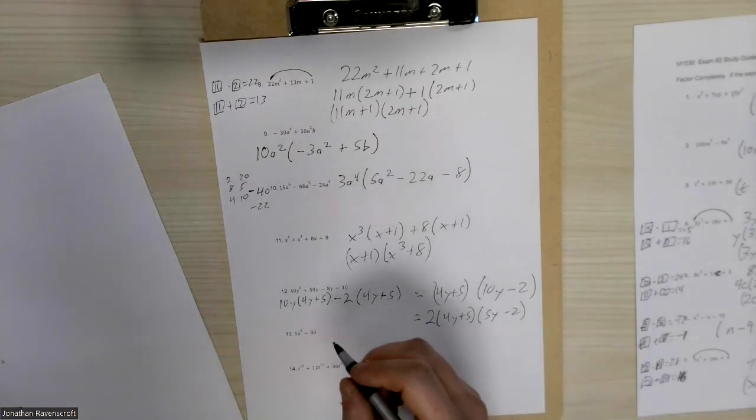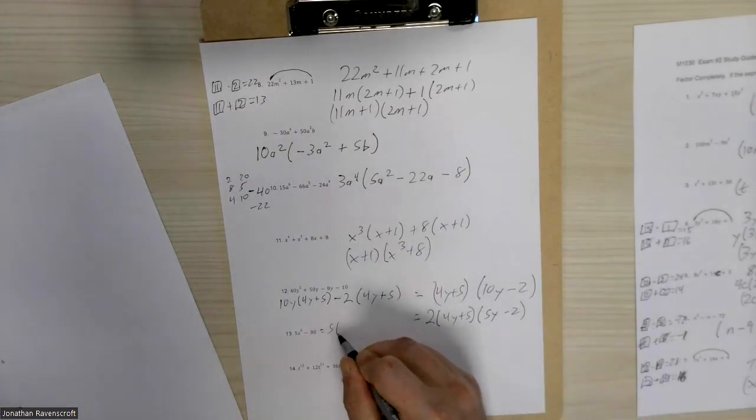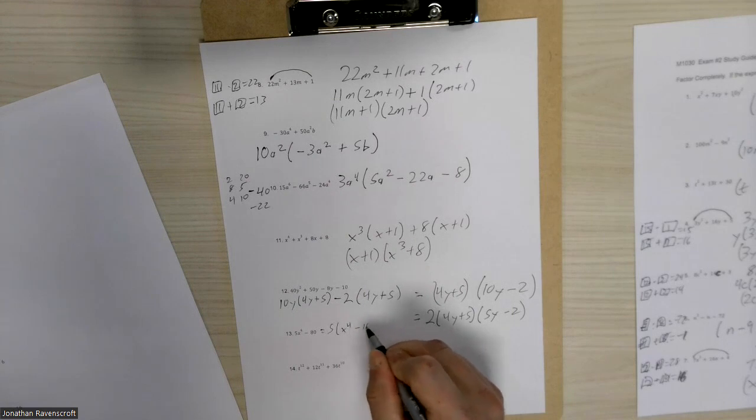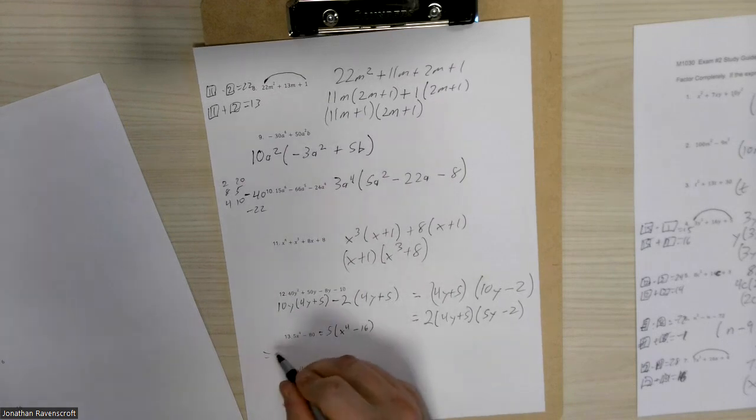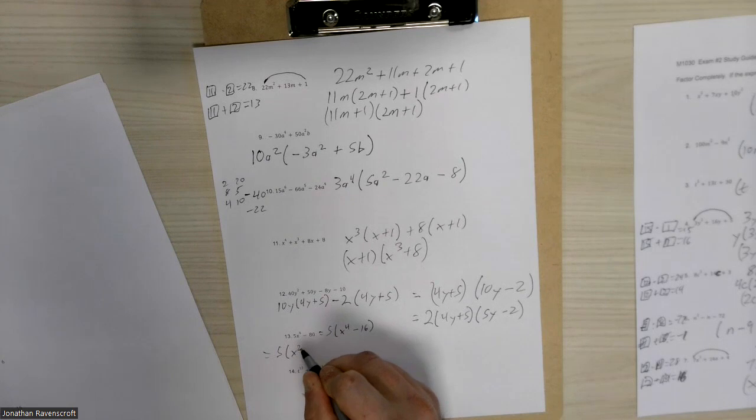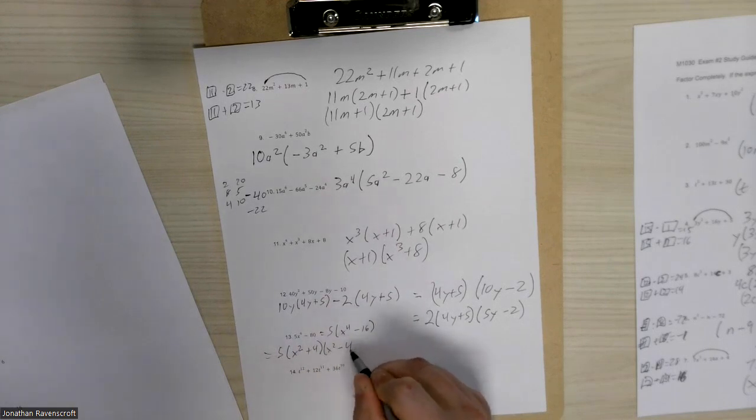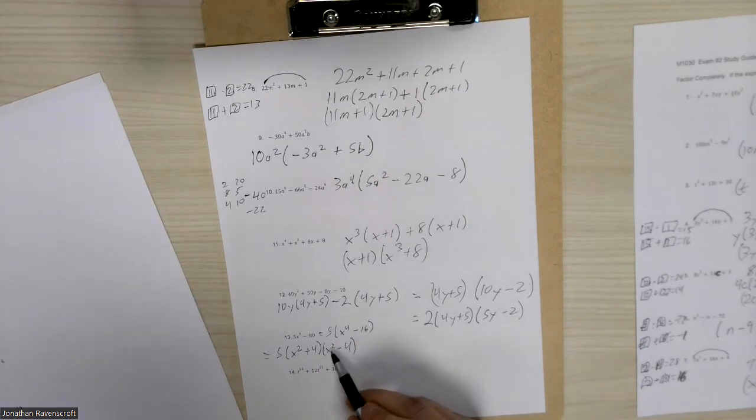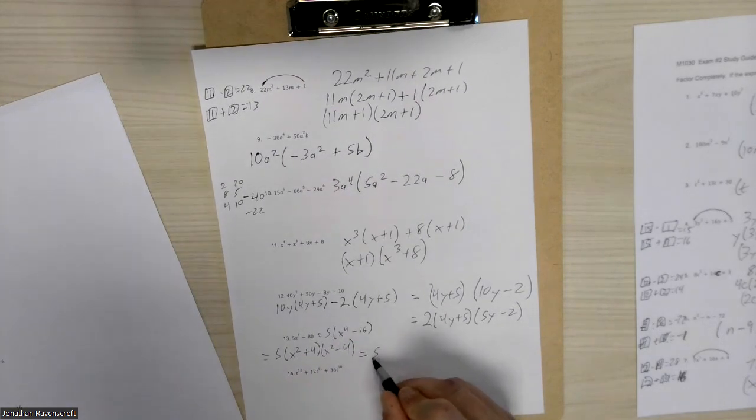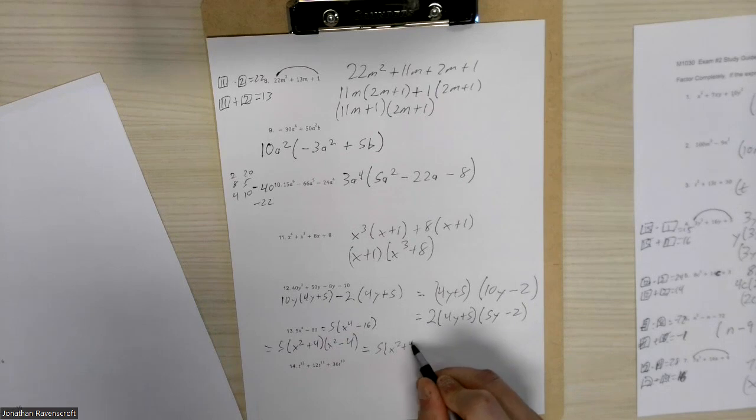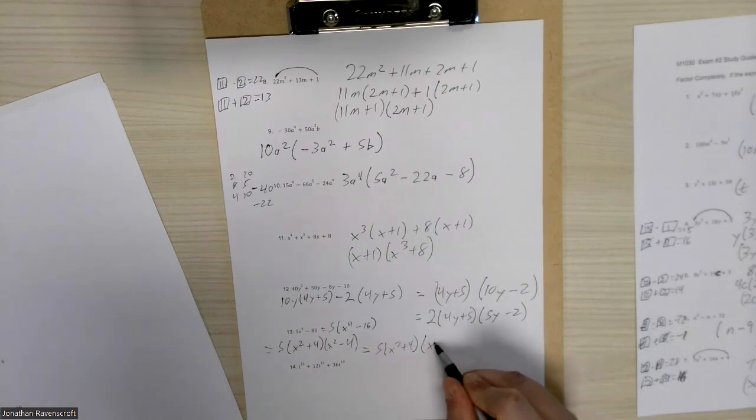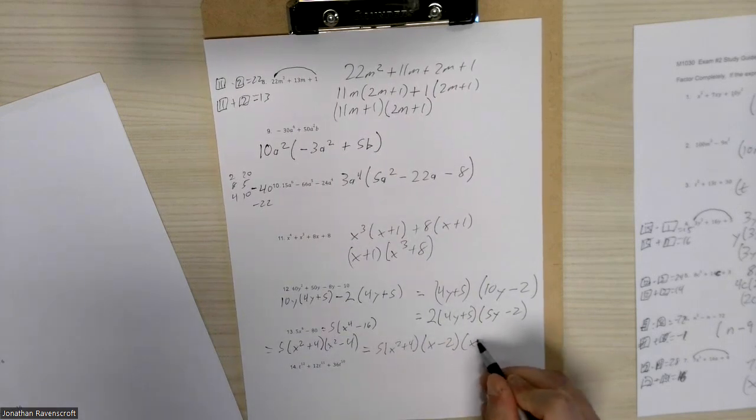For question 13, take out a greatest common factor of 5, leaving x to the 4th minus 16, which is difference of squares, x squared plus 4, x squared minus 4. But then look, you can do difference of squares again here, making 5 times x squared plus 4, x minus 2, x plus 2.